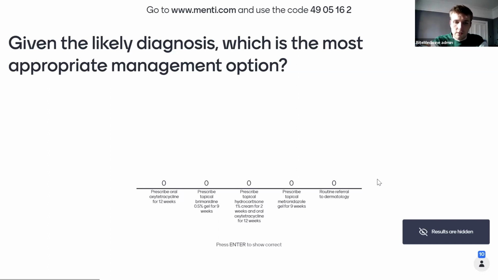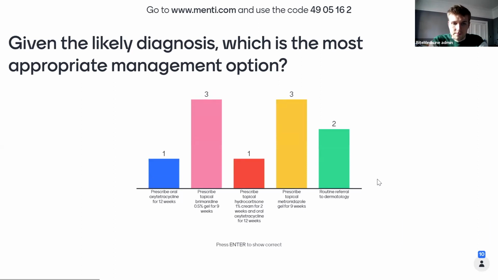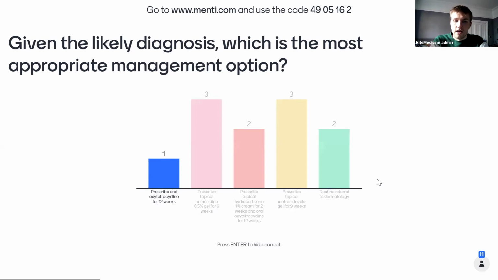So let's have a look at what you guys are voting. Alrighty. Again, pretty even split. Pleased to see my questions are a little bit harder than my session on personality disorders. The answer is prescribe oral oxytetracycline for 12 weeks. So let's have a look at why this is the case.